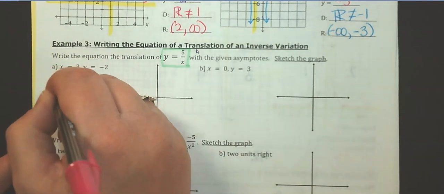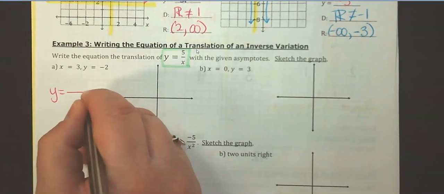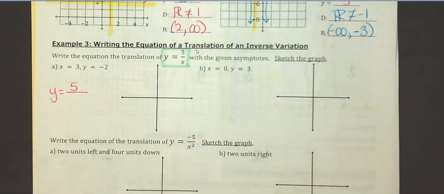So if I'm going to do y equals 5 over x, I'm just going to write y equals, and we'll just keep a 5 on the top. Now on the bottom I have x, and my two asymptotes that they give me, I want x to be 3 and y to be -2. What if I wanted to do x equals 3 and y equals -2 as my asymptotes? What would you put in the bottom of that fraction?